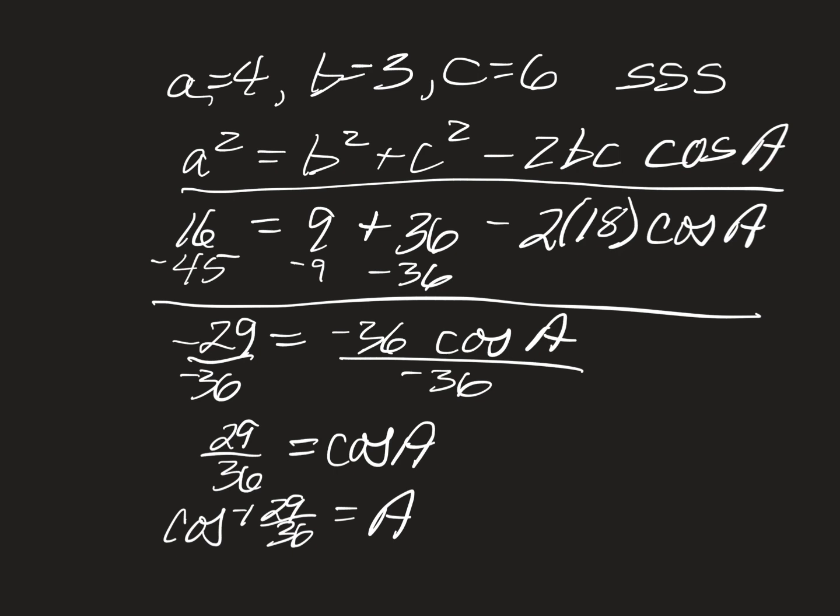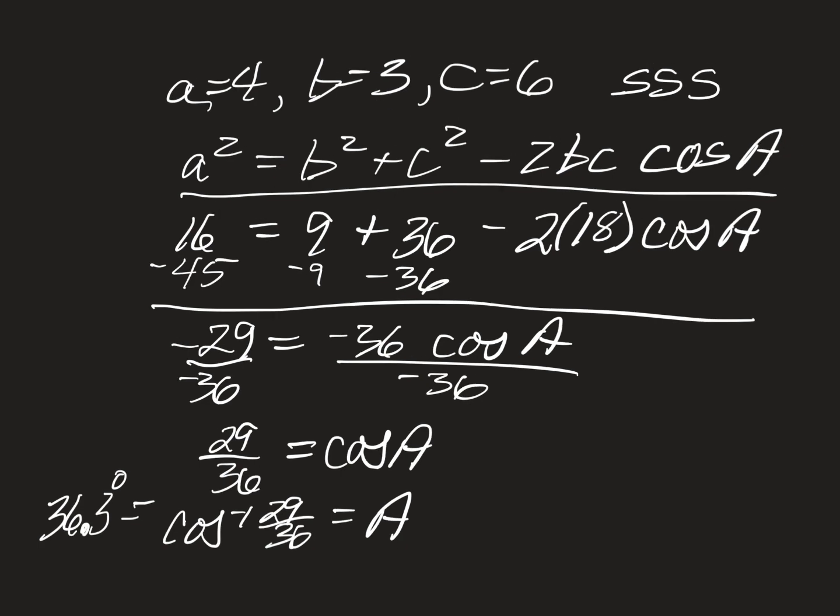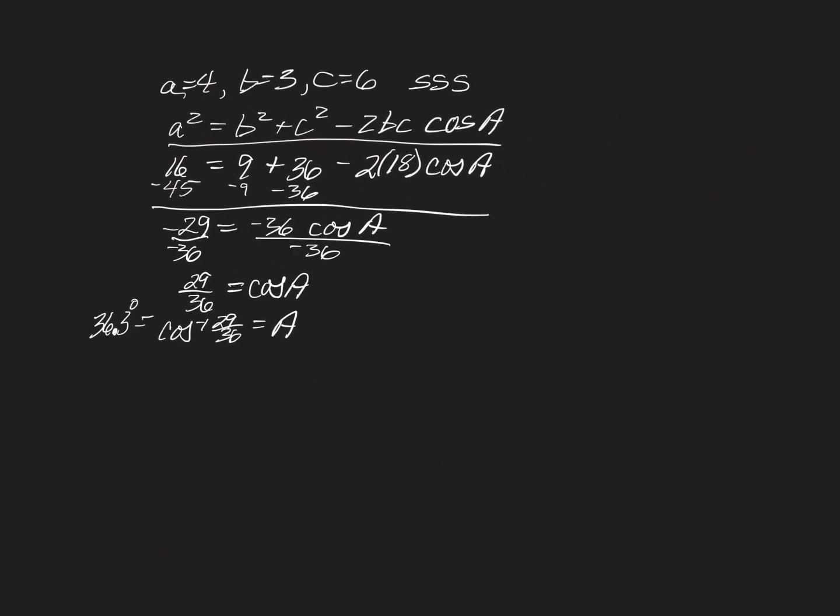And so the inverse cosine, again, make sure your calculator is in degree mode for these. The inverse cosine is equal to 36.3 degrees. Okay? So now I have used the law of cosines to find one of the angles.